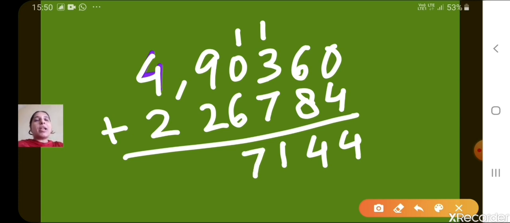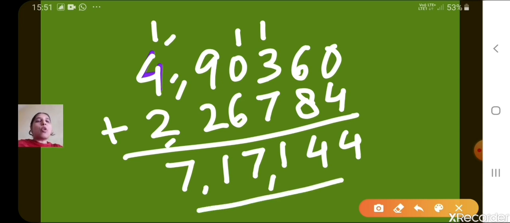7. Now let's move to 10,000 place. So 9 plus 2, 11. 1 we will write here and 1 will be carried over to the lakhs place. Now let's add lakhs. So 1 plus 4, 5. 5 plus 2, 7. So what is the sum obtained here? 7,17,144. Now you have to write this sum in words as well, isn't it?